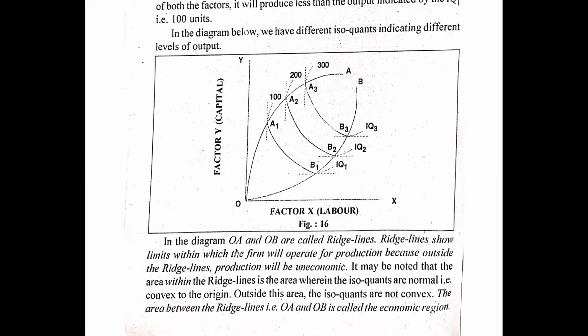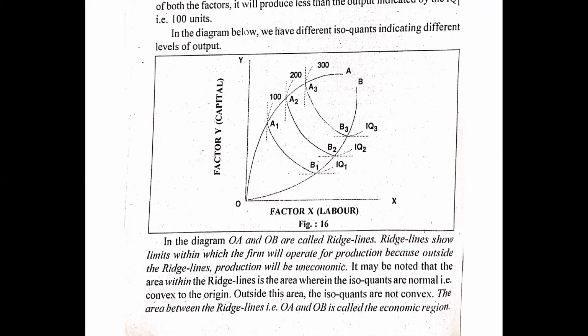In the diagram, OA and OB are called ridge lines. Ridge lines show the limits within which the firm will operate for production, because outside the ridge lines, production will be uneconomic. It may be noted that the area within the ridge lines is the area wherein the isoquants are normal, that is convex to the origin. Outside this area, the isoquants are not convex.